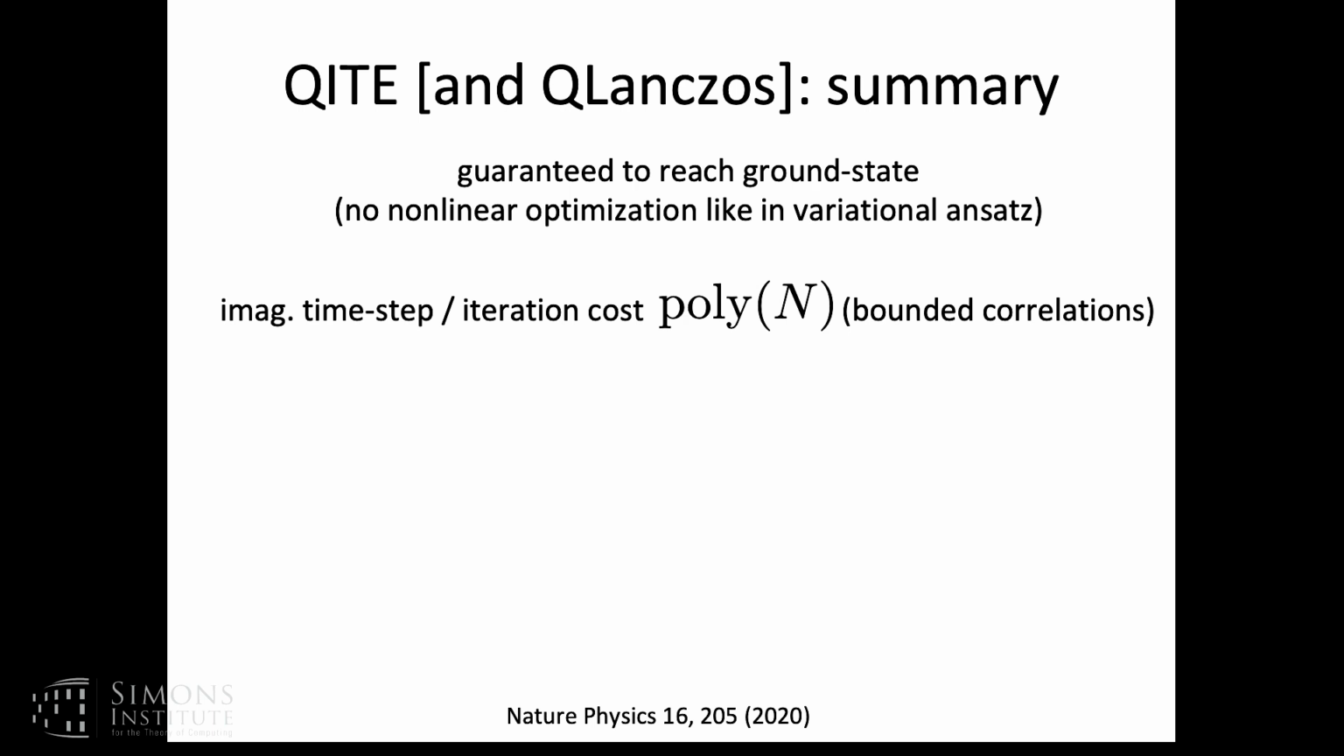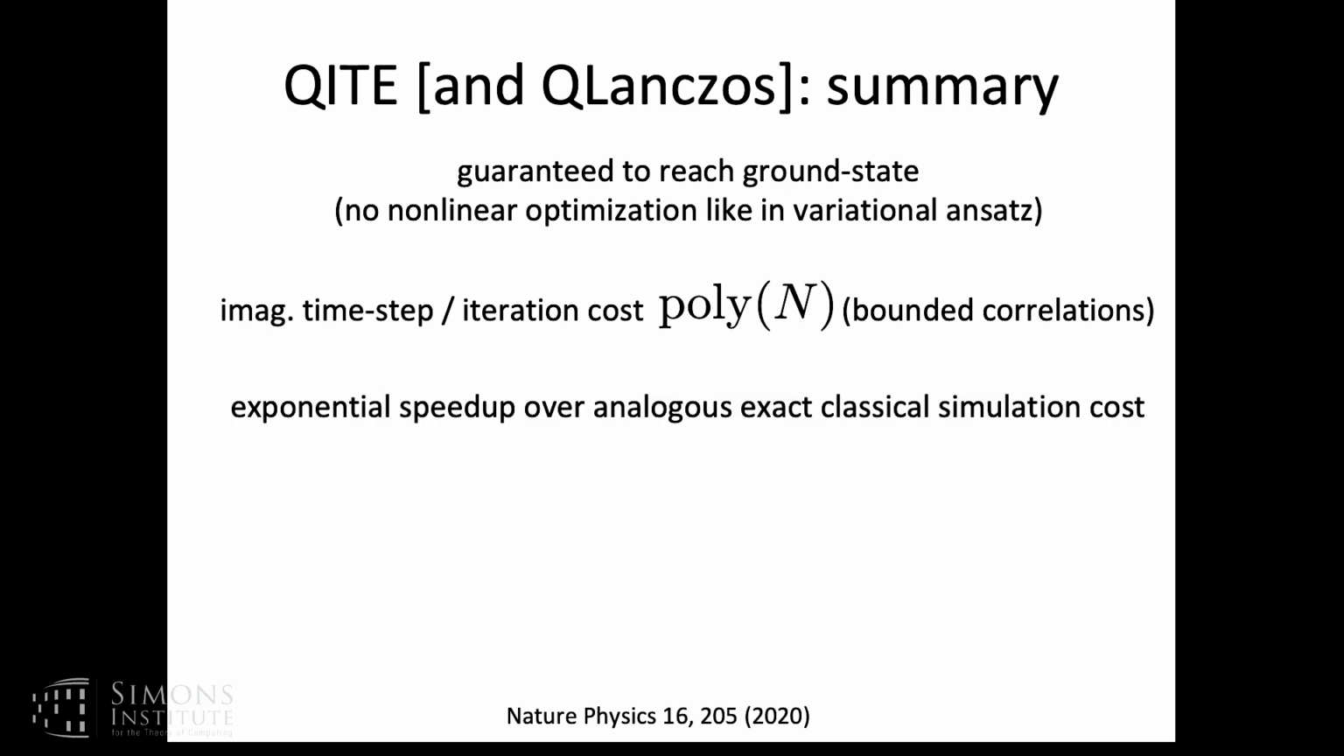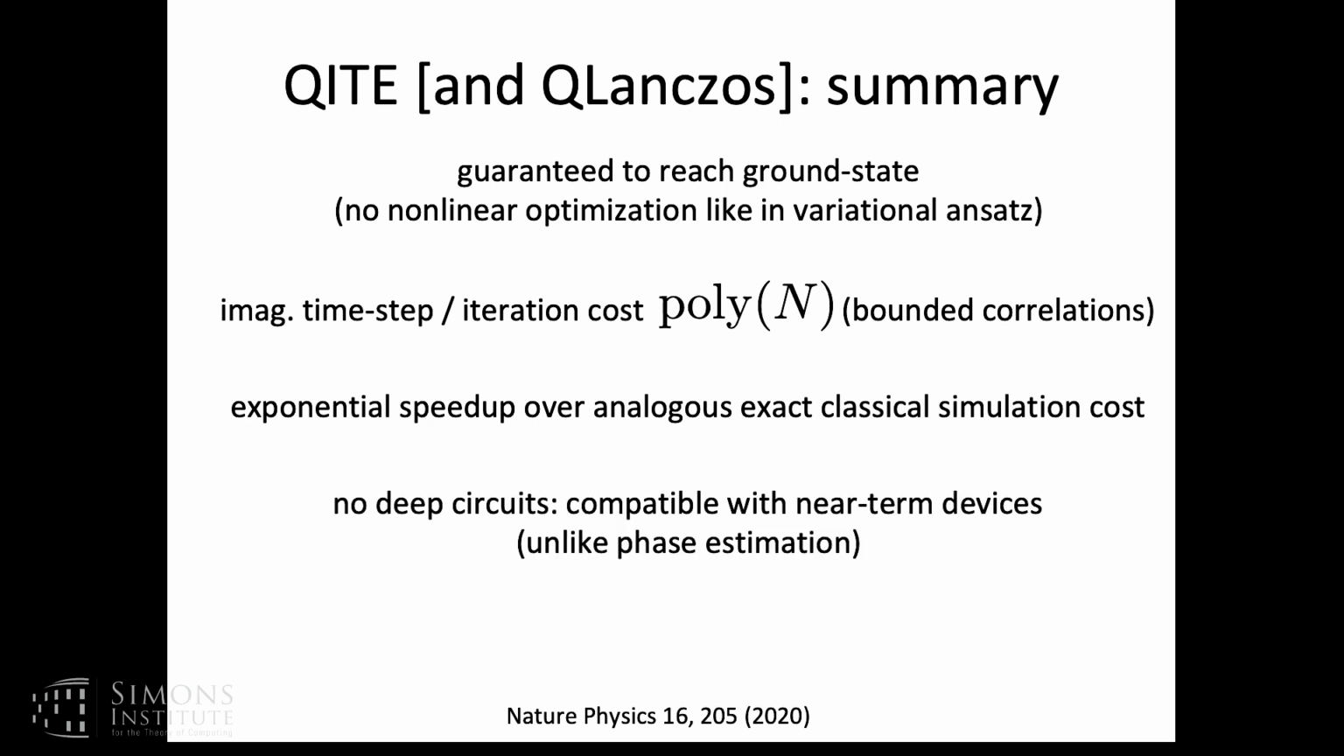And then under certain conditions, the cost of doing an iteration of this technique is polynomial in the number of qubits. Of course, this cannot be true in general, but under certain constraints of bounded correlations, this is true. And so this is an exponential speed up over the classical version of this algorithm. And then finally, there are no deep circuits, and so it's something that I think we can do in the NISQ era.